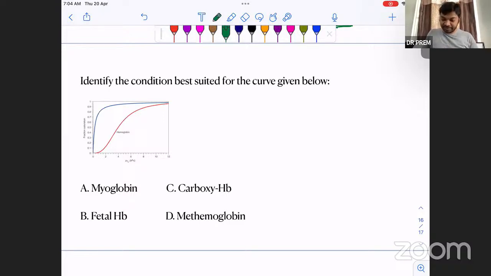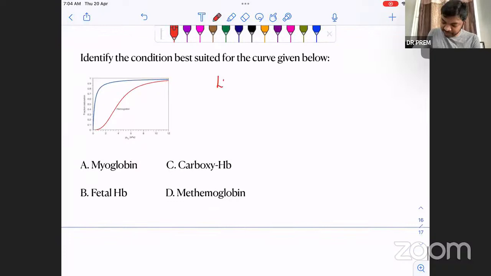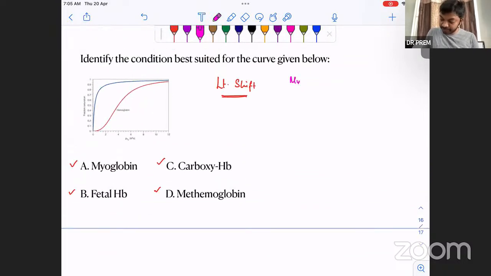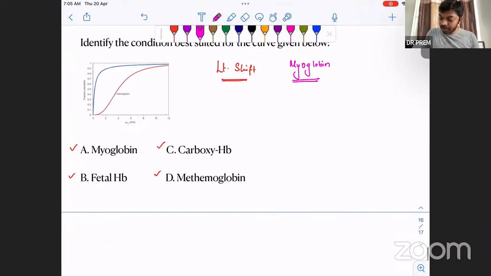First thing first, this is obviously a left shift of the curve. In that sense, myoglobin, fetal hemoglobin, carboxyhemoglobin as well as methemoglobin can all have the same kind of left-shifted curve. But the point you need to understand here is, let's start with myoglobin first. Myoglobin is a molecule which is made of only one globin chain.